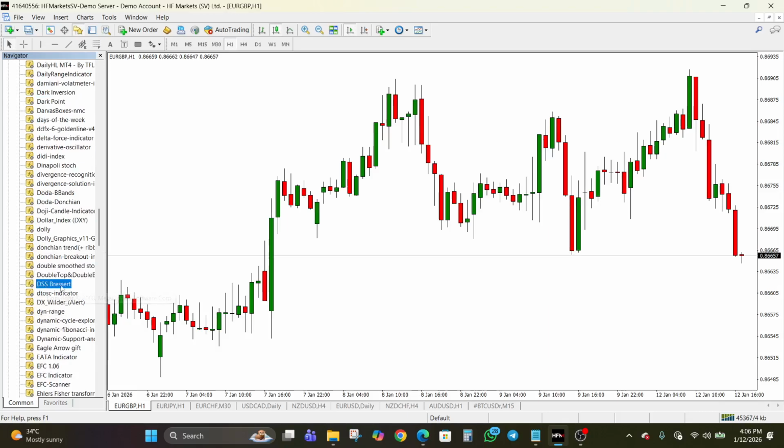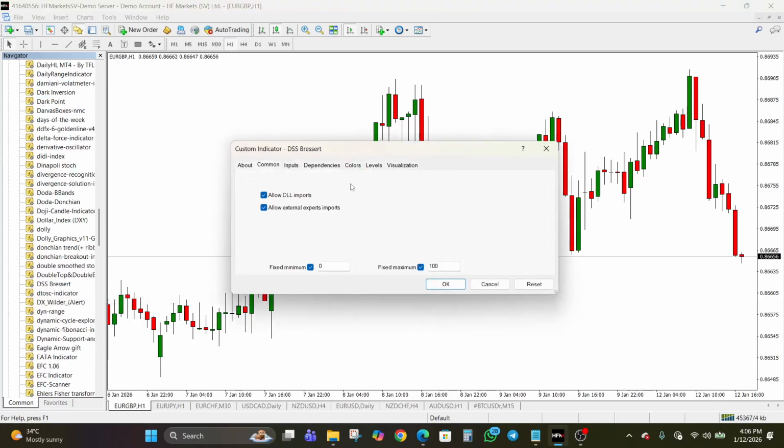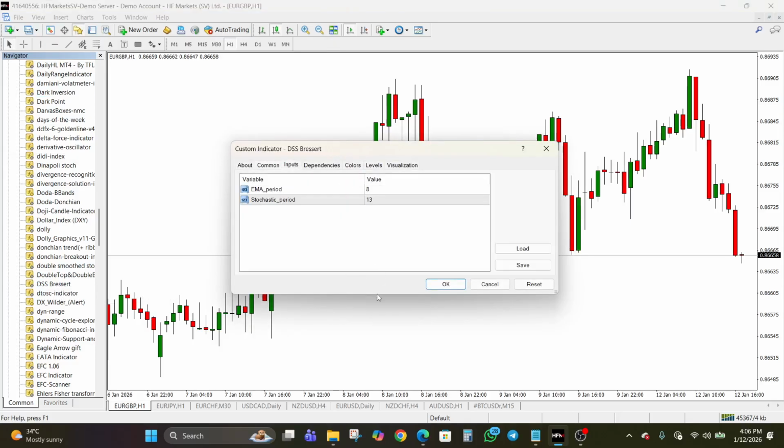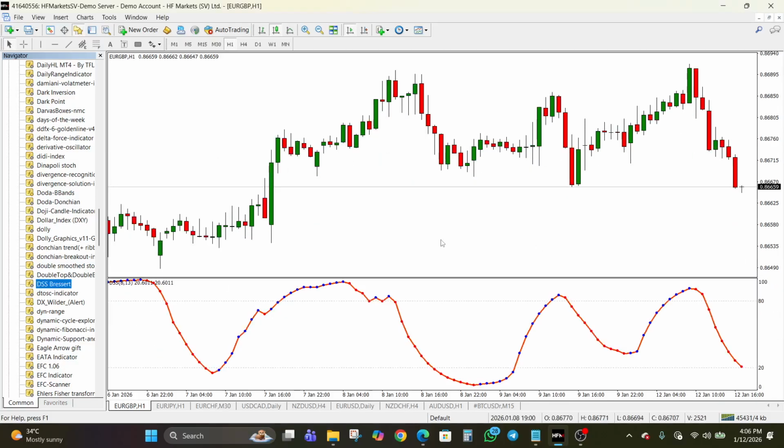So all you just have to do is drag and drop, ensure that the allow DLL imports box is checked, and then for the custom settings, the EMA period is set at default 8, stochastic period default 13. Now this indicator gives your momentum analysis an upgrade. It is designed to smooth out market noise and deliver overbought and oversold signals.